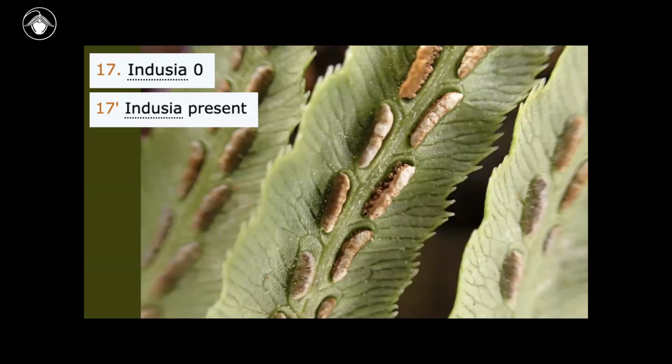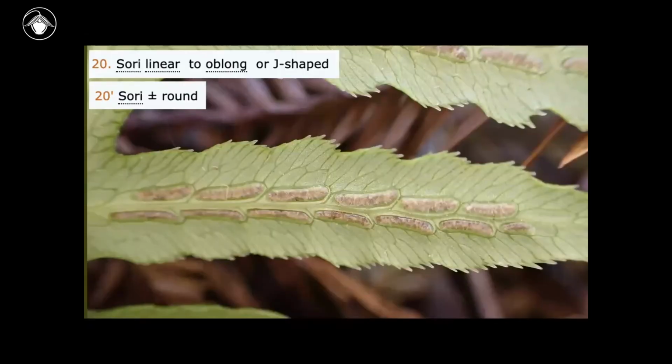Indusia 0, or indusia present. In this case, you can see the indusium, which is this covering that is on top of the sori. So this flap covering the sori is called an indusium, and it is present. Sori linear to oblong or J-shaped, or sori more or less round. In this case, we have linear sori.